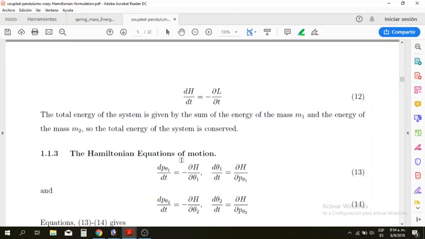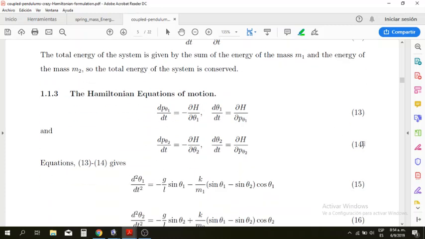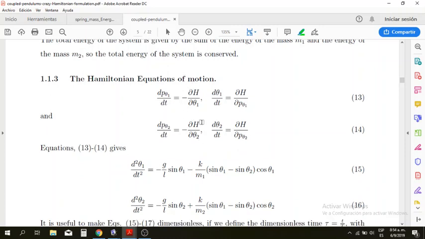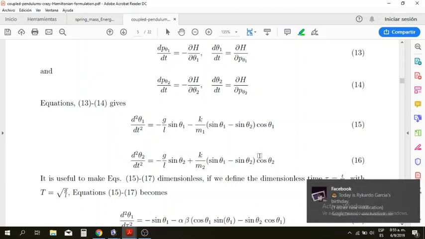of course. The Hamiltonian equations of motion are given here, equations 13 and 14. Using these equations, we will obtain the evolution equations for the first and the second pendulum. These equations I obtained and derived using the Lagrangian in a previous video, so it's the same equation, of course.